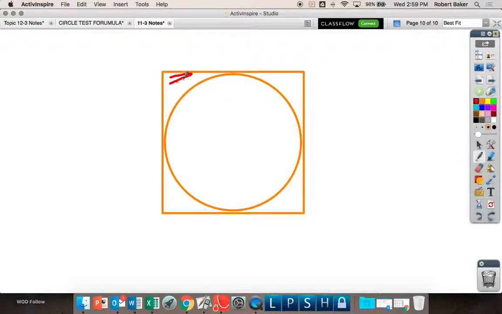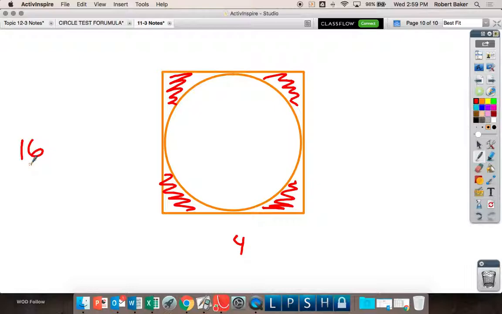Find the area of the shaded region. So you just have to find the area of the square minus the area of the circle. This is literally the area of the square minus the area of the circle. And third period freaked out about that. What's the area of the square? 16. Okay, nailed it. Good job, guys. What's the area of the circle?